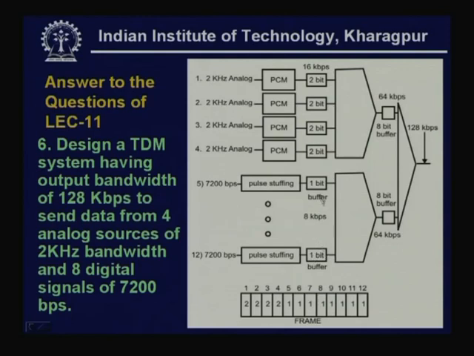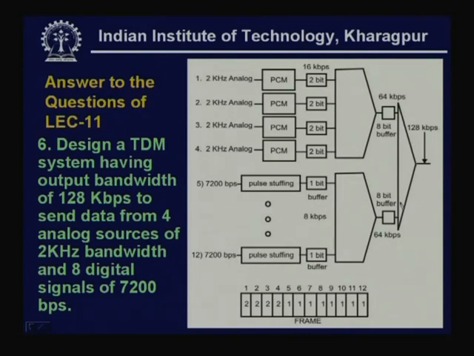So, these 8 kilobits per second channels are each provided with a 1 bit buffer, and here you have got the multiplexers which are generating 64 kilobits per second signals, and here you have got an 8 bit buffer, and here also you have got an 8 bit buffer. Then alternately you are taking 8 bits from there to get a 128 kilobits per second composite signal.